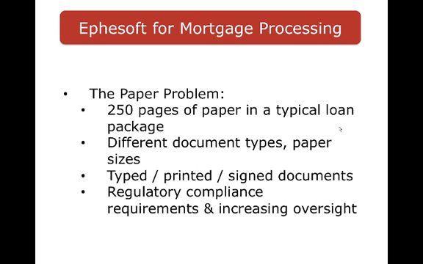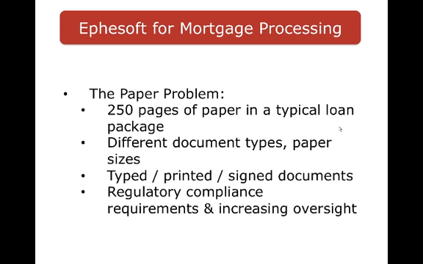So what's mortgage processing? What are we here today for? The mortgage problem, and that's why it's really intriguing, is that there's an immense amount of paper. The typical loan has somewhere between 200 and 300 pages of various documents, ranging from 250 types of documents to 500 types of documents. And they're all different paper sizes. They could be typed, printed, and signed. And there's some regulatory compliance and oversight over these.